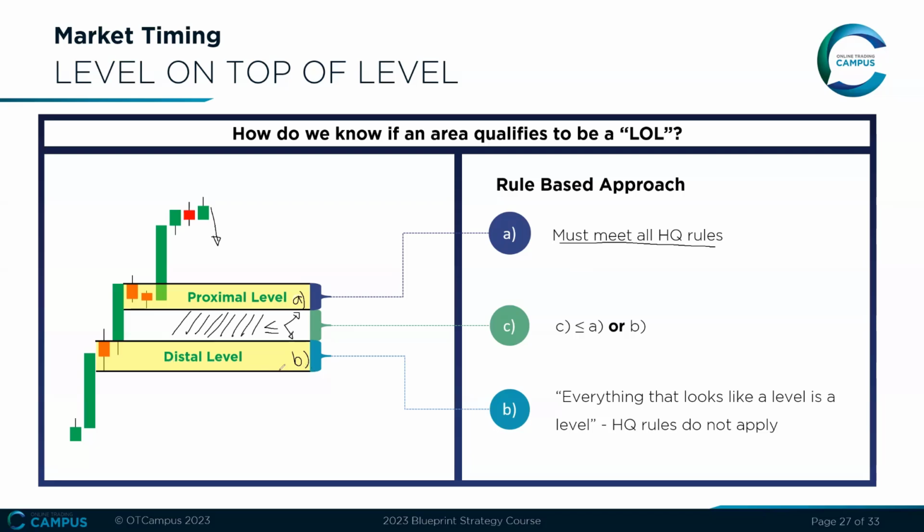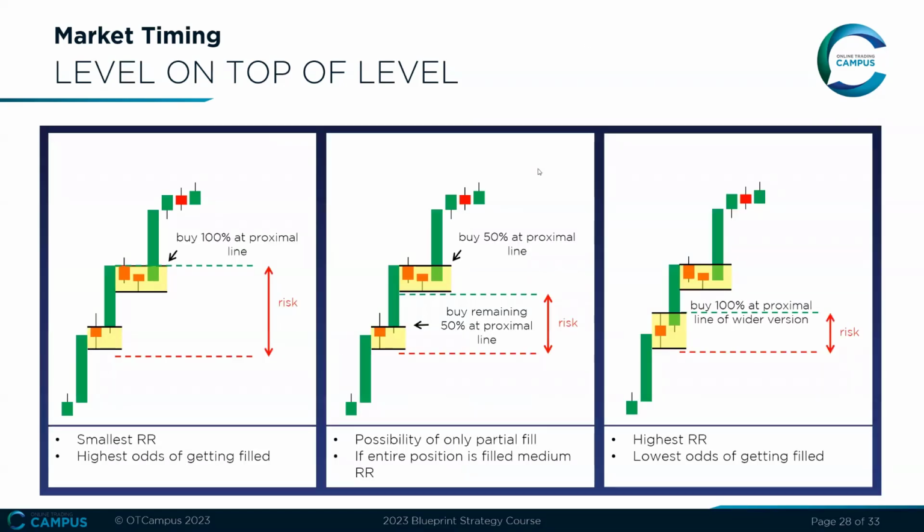Once we identify a distal level, that distal level only has one rule, and it's not even a rule. It means everything that looks like a level is a level. So really what we are using the distal level for is that additional coverage in terms of potentially placing our stop. But I also know that I can't place my entry here and my stop loss there, because then my zone just would be way too large. And so there will be maybe a trade-off on how we're gonna approach this.